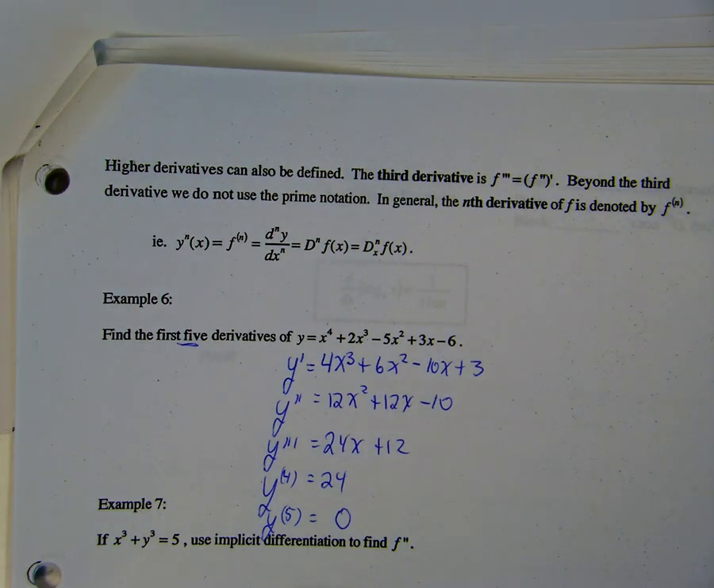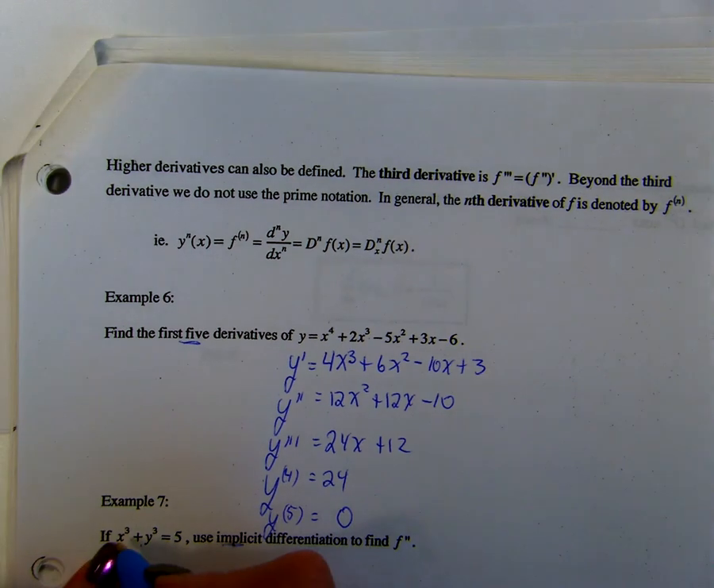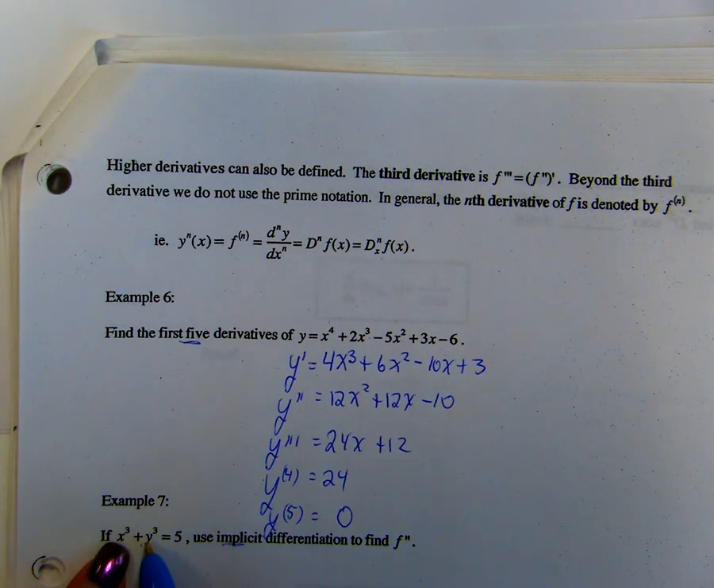Okay, so check your work, and here's a fun, hard question for us. x cubed plus y cubed equals 5. We're going to need to use implicit differentiation to find the second derivative. And here we go. So implicit differentiation rather than solving for y.